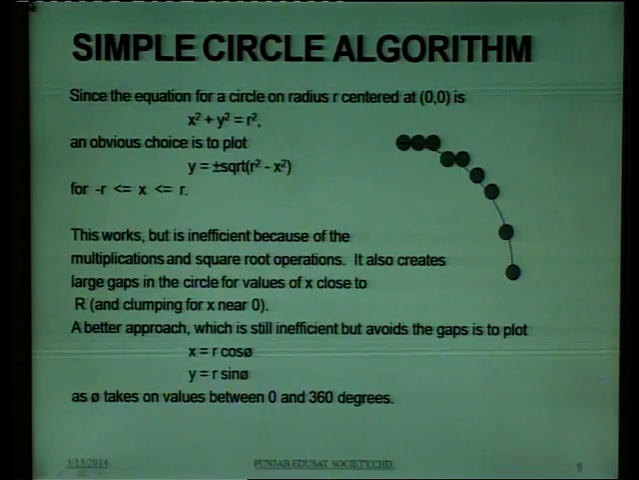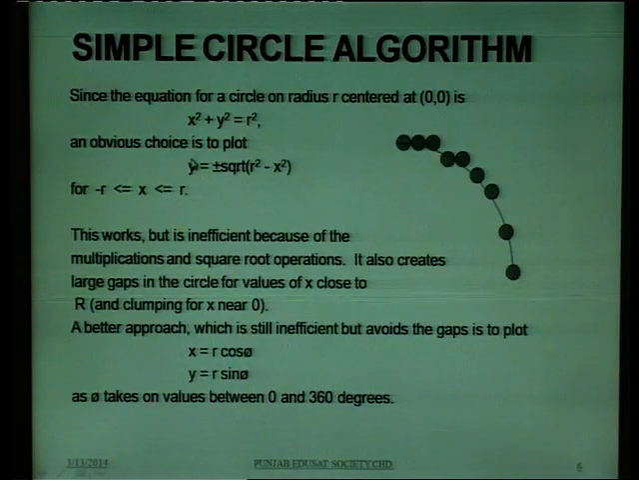Next comes the simple algorithm for drawing circles. We know the equation of the circle for radius r, with center 0,0, is x square plus y square is equal to r square, where x and y are the coordinates of the circle, r is the radius, and 0,0 is the center of the circle.